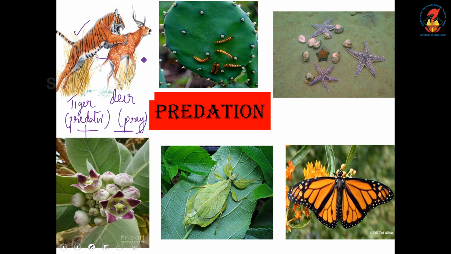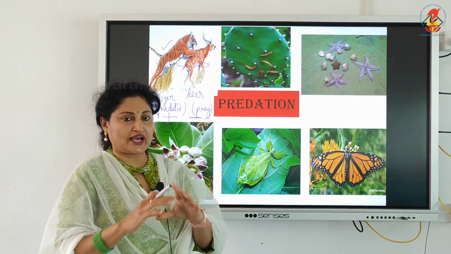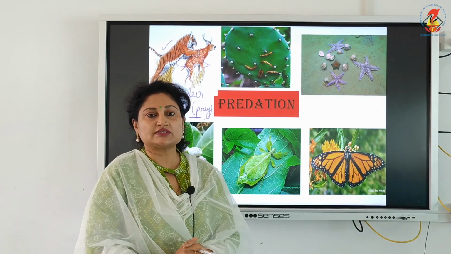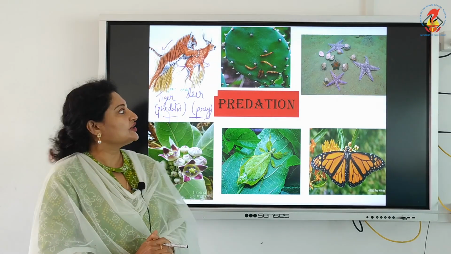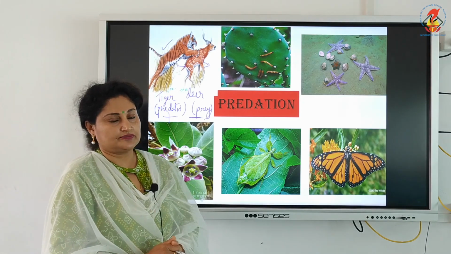Now, we know that the deer eats the grass. Even herbivory is a form of predation. It's not like only carnivory is predation. All we have as the concept is that predation means carnivores. Not only that, even the deer eating grass is a form of predation.